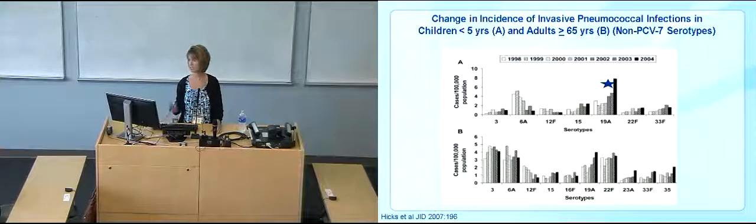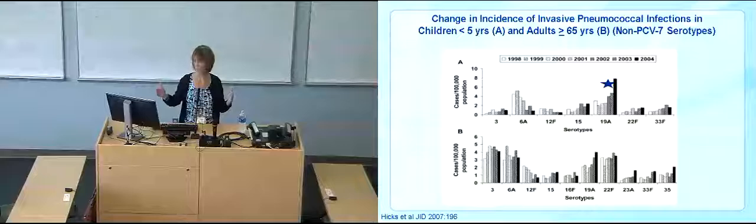So then this graph demonstrates changes in serotypes of pneumococcus that aren't in the vaccine. So these serotypes, you see them listed here, 3, 6A, 12F. I don't know how they come up with the numbers and the letters, but these were all serotypes not included in PCV-7 that changed after the introduction of PCV-7. So if you remember, PCV-7 is introduced in 2000. These years cover 1998 through 2004.